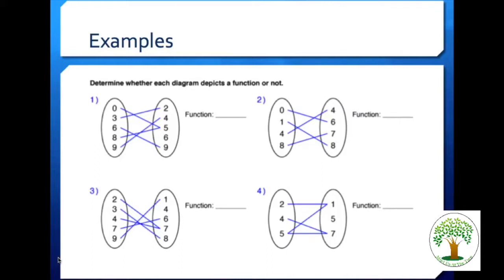Is it a function, yes or no? Does 0 only go with one thing? Yes. Does 3 go with only one? Yes. 5 goes with multiple. Is that a problem? No, it's not a problem, because those are two different people with the same birthday date. So this is a function. What are we putting on the line? It'll be yes or no.